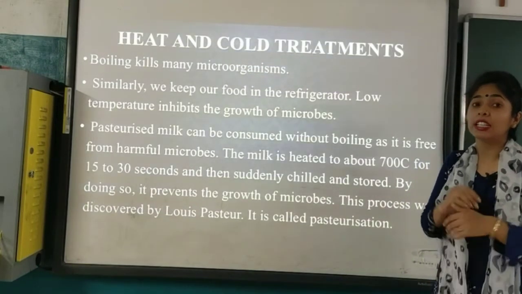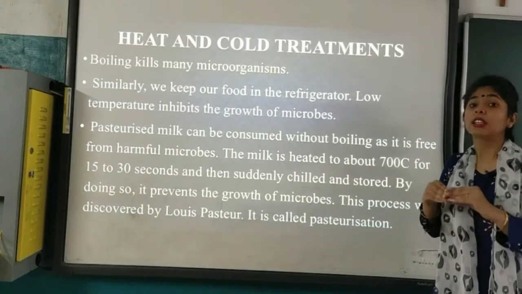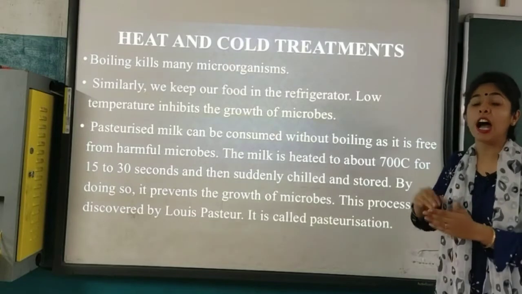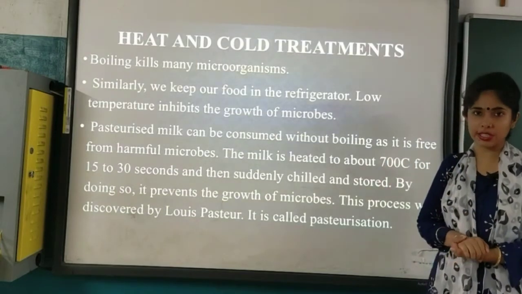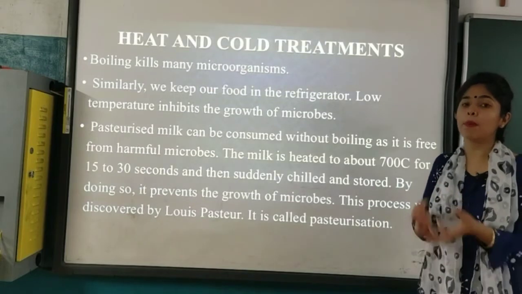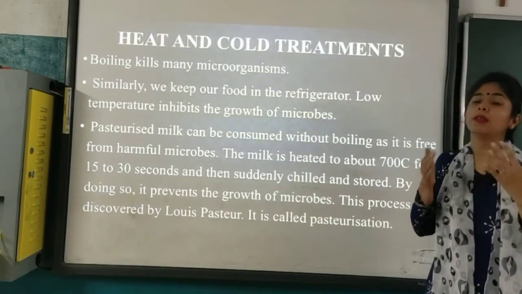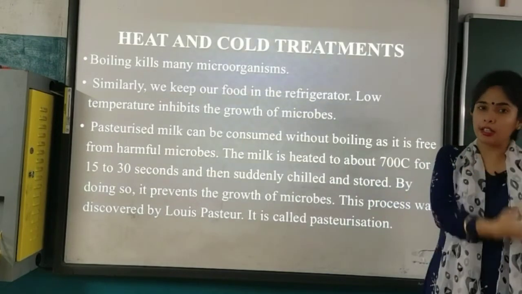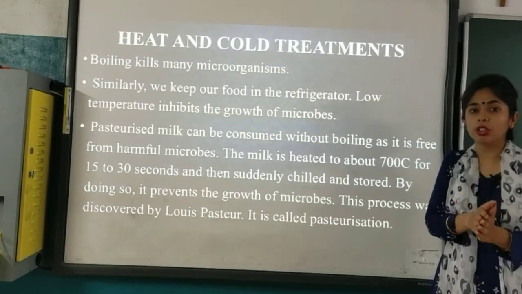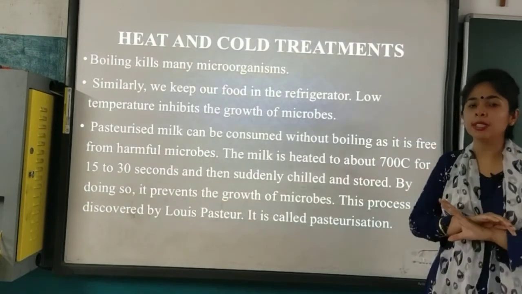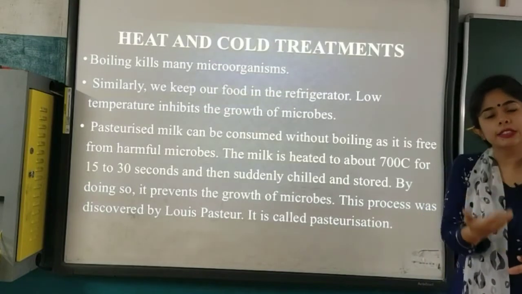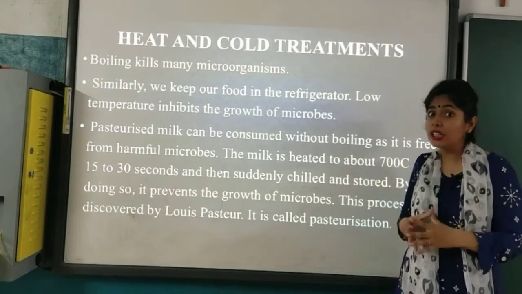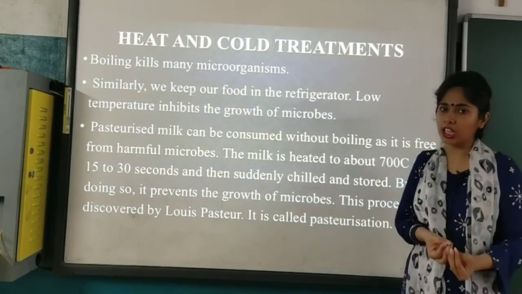Now let us see how the food is kept away from the microorganisms with the help of high temperature and low temperature. By high temperature, that is by boiling the food, and by low temperature, that is by keeping the food in the refrigerator, the microorganisms don't attack it and it does not spoil the food. Boiling kills the microorganisms.